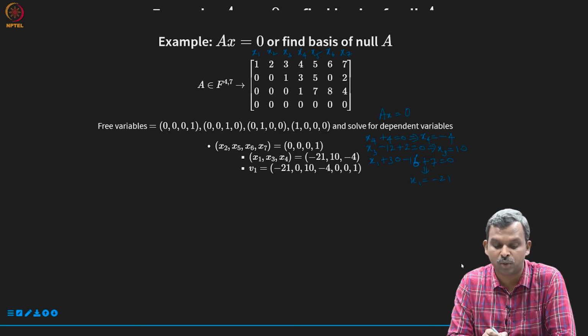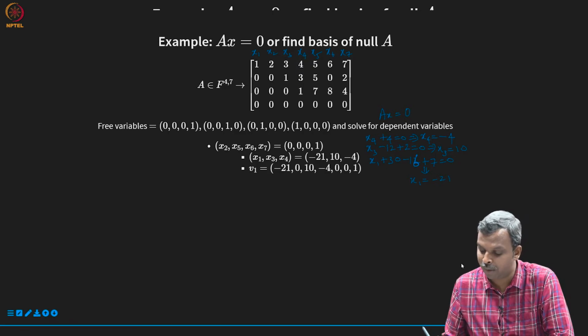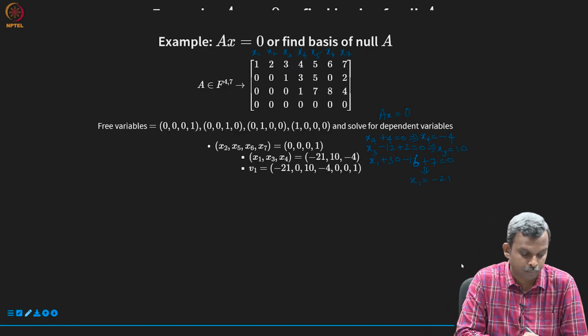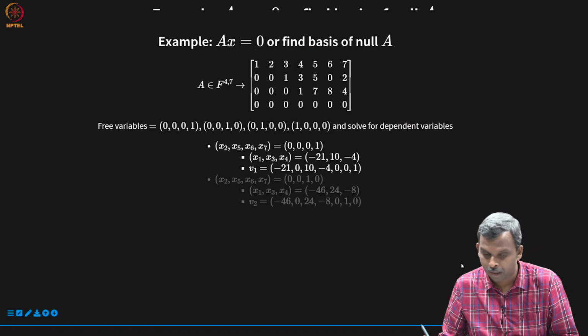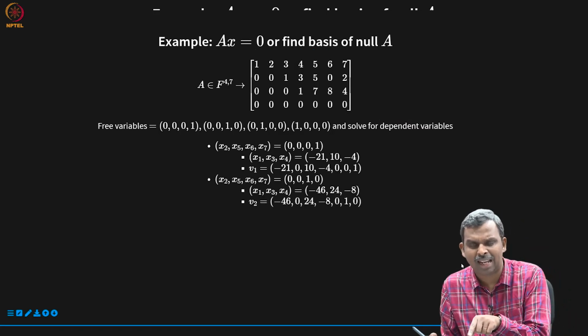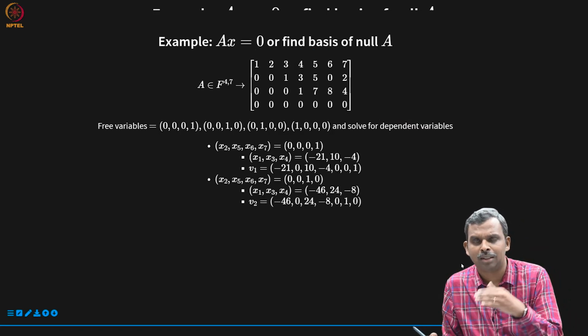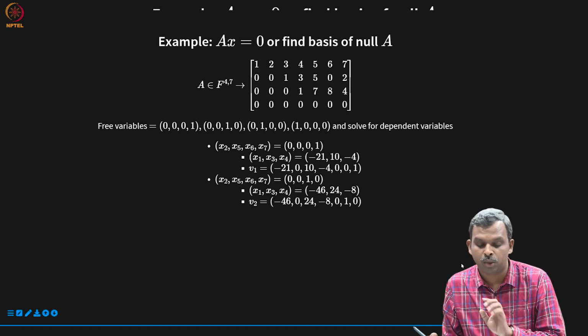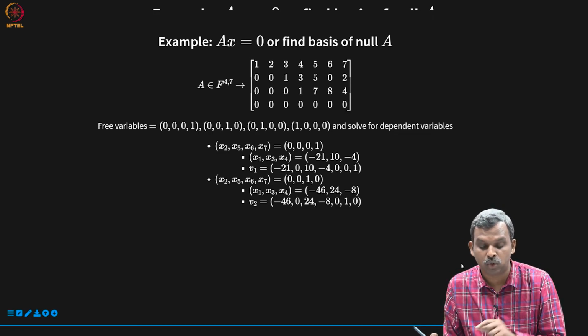Likewise you proceed. For the next set of values 0, 0, 1, 0, you proceed in the same way. I'm not going to show you the details for this. You can see how to proceed. Just put the values exactly the same way I described before. Start from the bottom, keep solving, and you will get this other vector v2. So v1 belongs to the null space, v2 belongs to the null space.